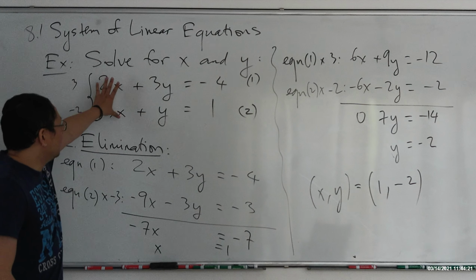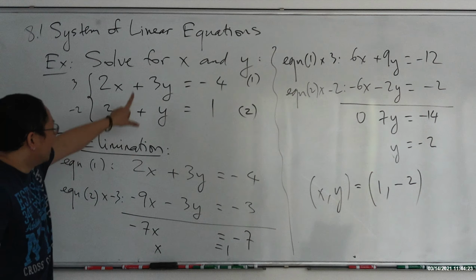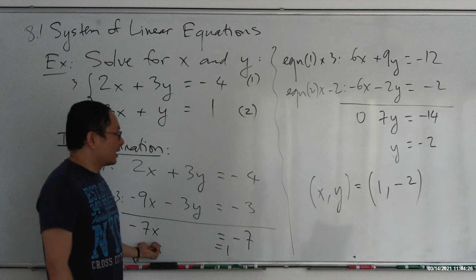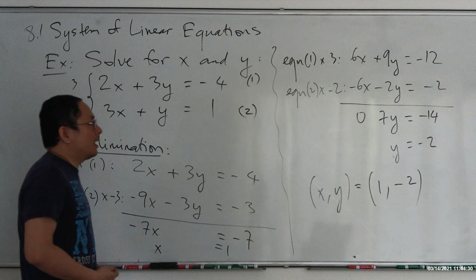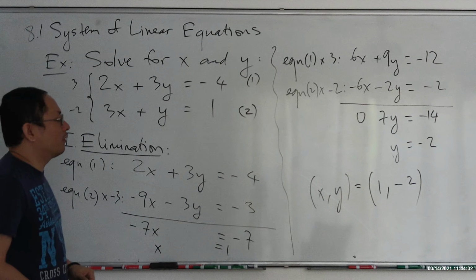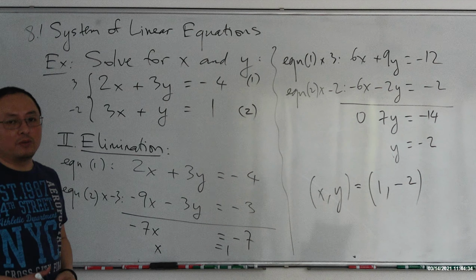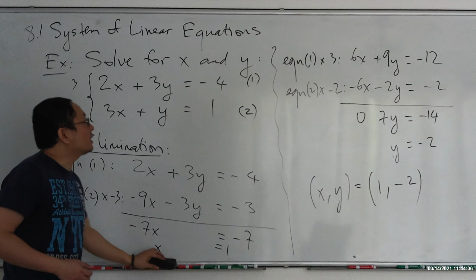Here, I got 2 linear equations, 2 unknowns, right? I eliminate y, then I have just x. Or I eliminate x, I have just y. Okay? The same idea is going to carry over for a system of 3 or 4 or 5. And I'll give you an example for those. And you see. Okay, let's move on.